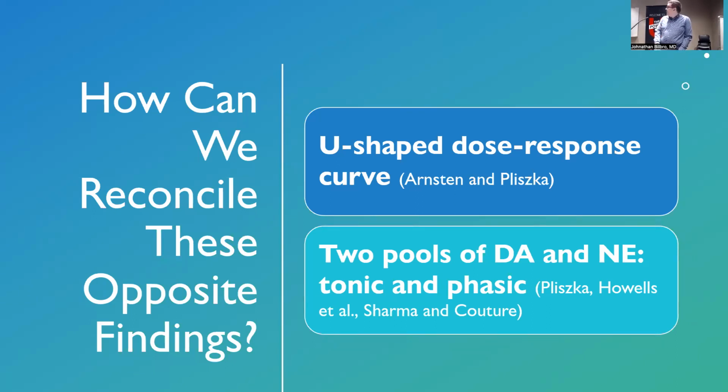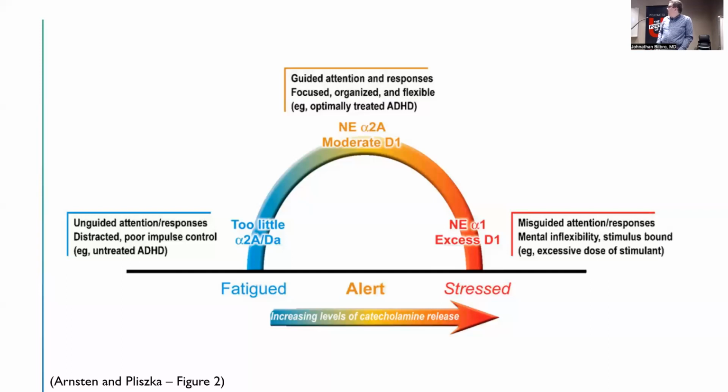The first is a U-shaped dose response curve, and so I took this figure from one of the studies that I reviewed in preparing this lecture. So if you look here, going from, I guess, your left to right. On the left, you see the fatigued state, and then in the middle, the alert state, and then red is the stress state there on the far right.